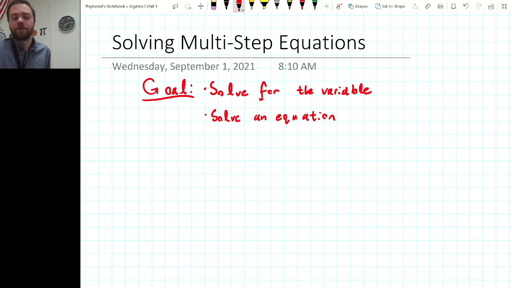You can think of the goal as either one of those, whichever way is easier for you. Remember, you're solving for the variable and its value. You're solving an equation, okay? So we're going to start this off.